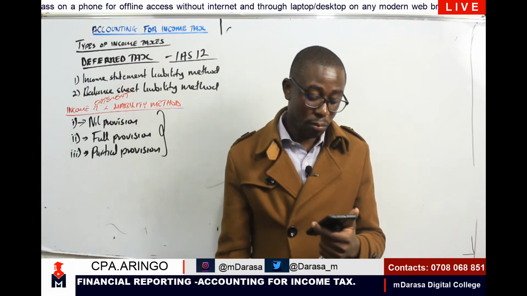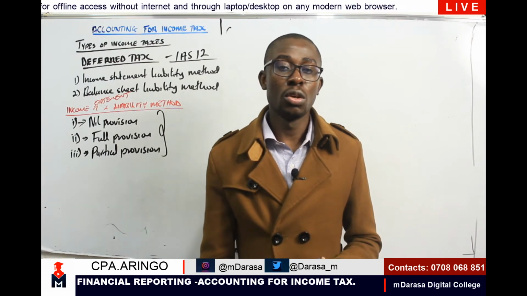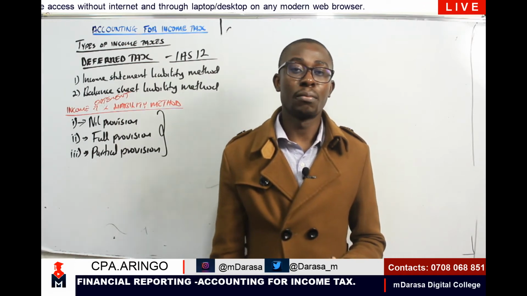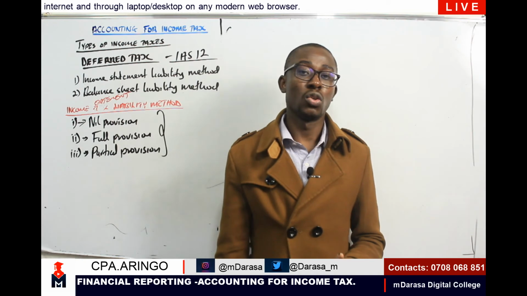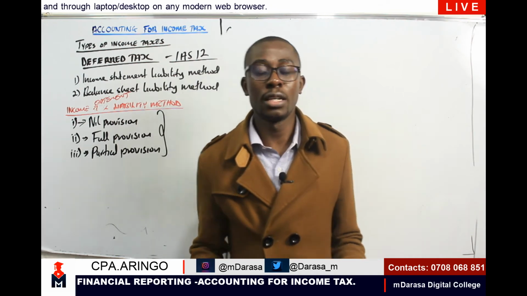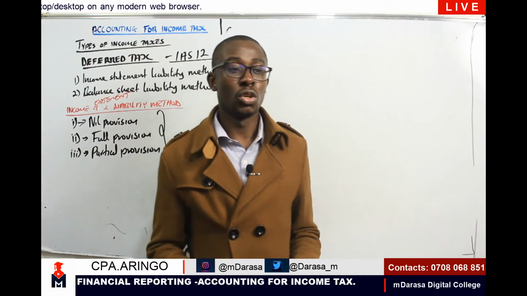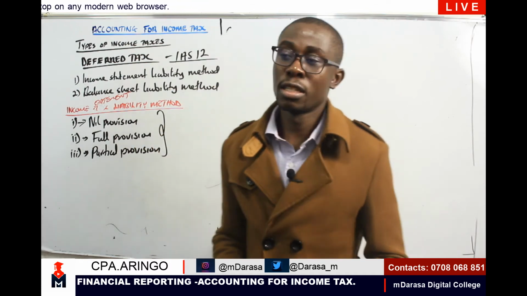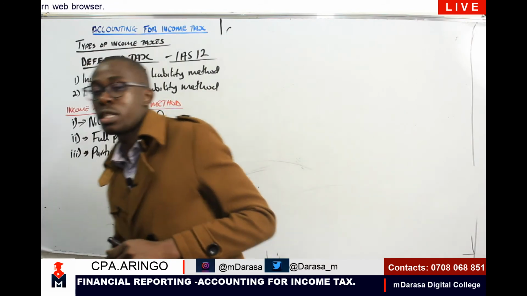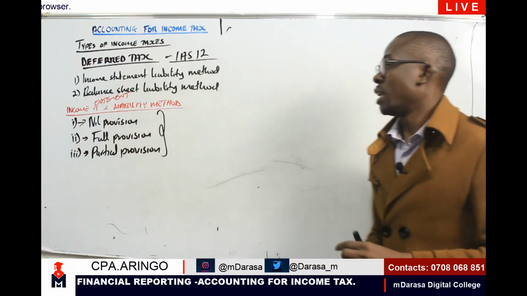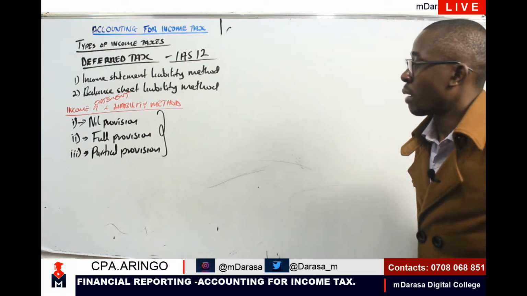Then talk about the partial provision. You'll find that on our partial provision, we will provide provision for deferred tax only and not current tax. So these are the 3 types of provision that you must always have at the back of your mind anytime you talk of the income statement liability method.